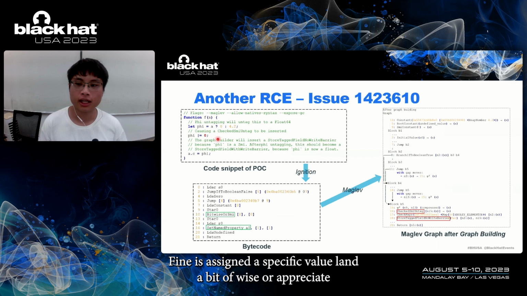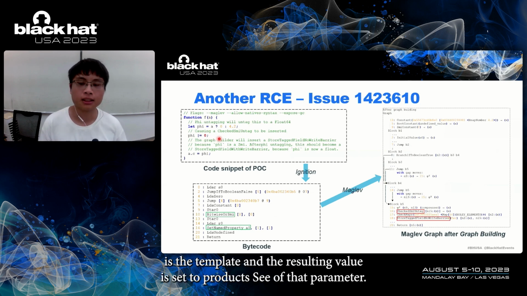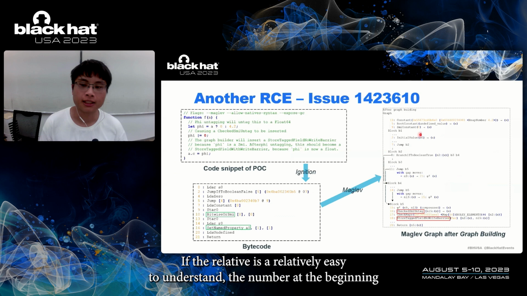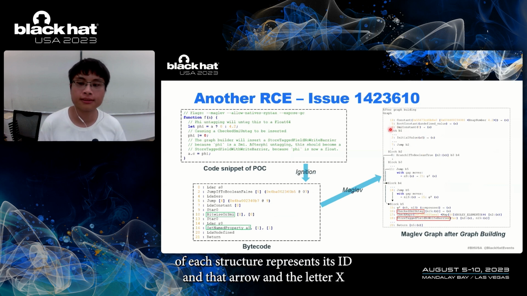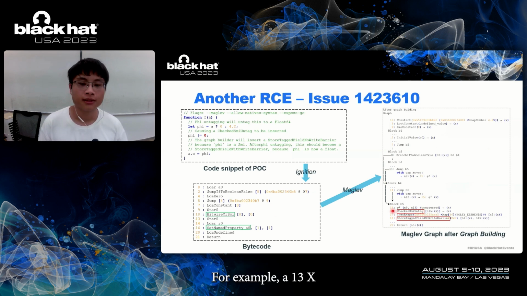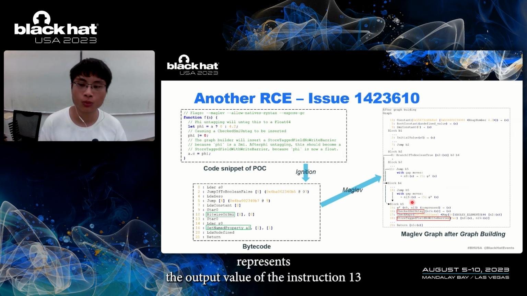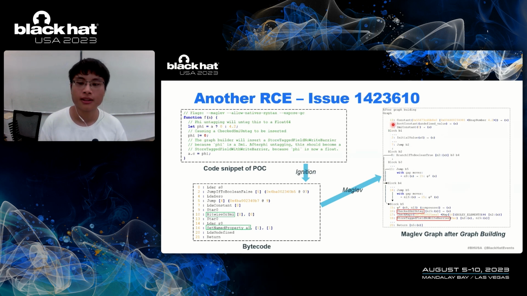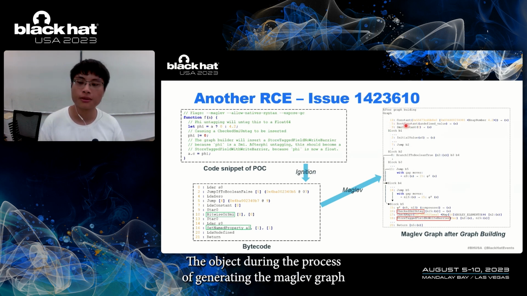Then a bitwise OR operation is attempted, and the resulting value is set to the property C of that parameter. The Maglev graph is relatively easy to understand. The number at the beginning of each instruction represents its ID, and the arrow and the letter X following the instruction indicates the output value of that instruction. For example, N13X represents the output value of the instruction with ID 13, which is a constant object.